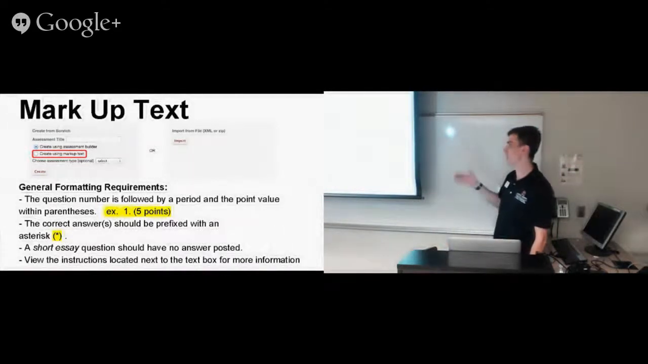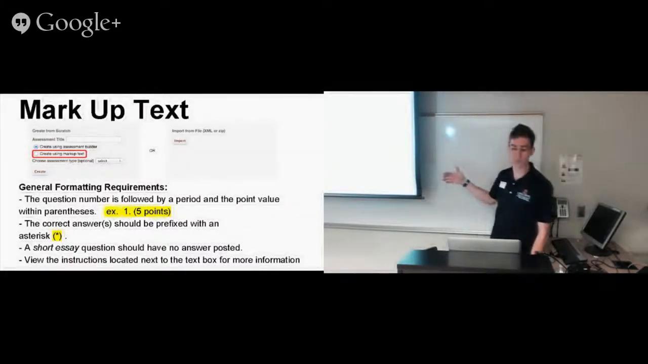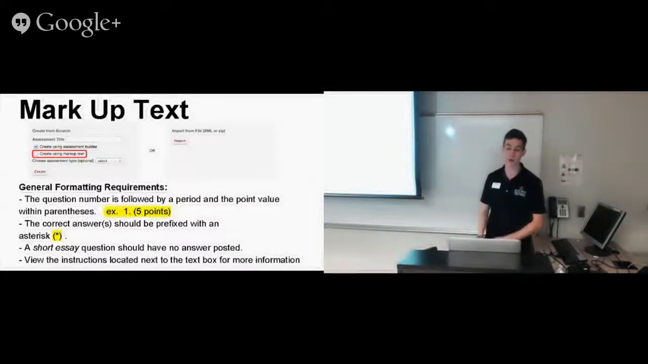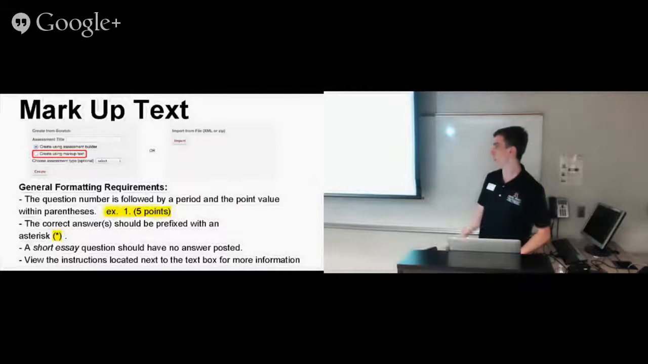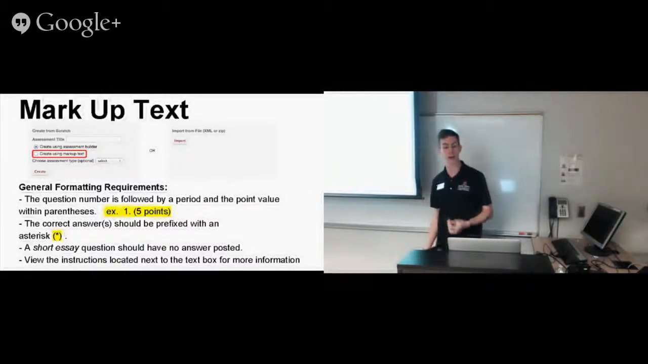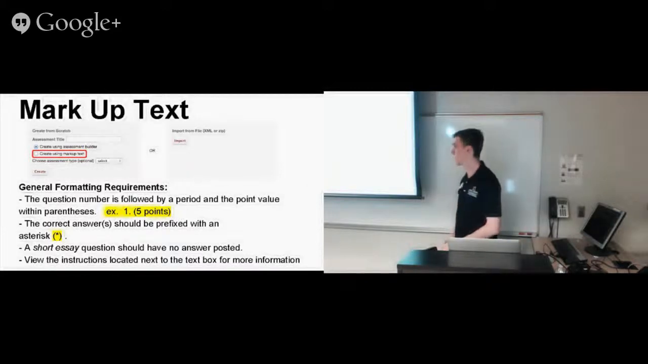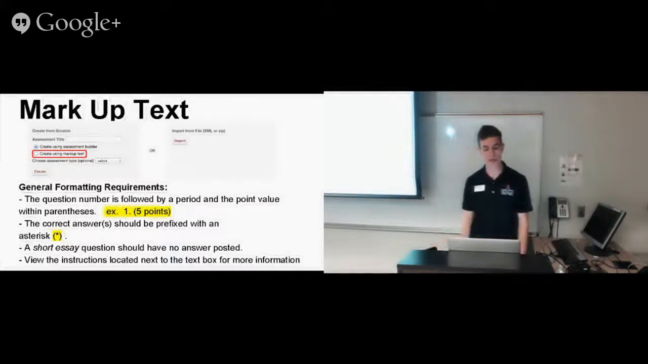Having a number, a period, and then a point value in parentheses, you're halfway done to creating your first question in a quiz, or maybe even creating all your questions within a quiz at the same time. The second formatting that is required is putting an asterisk next to the right answer. So if A is your right answer, or true is your right answer, you would put the asterisk next to that correct answer.